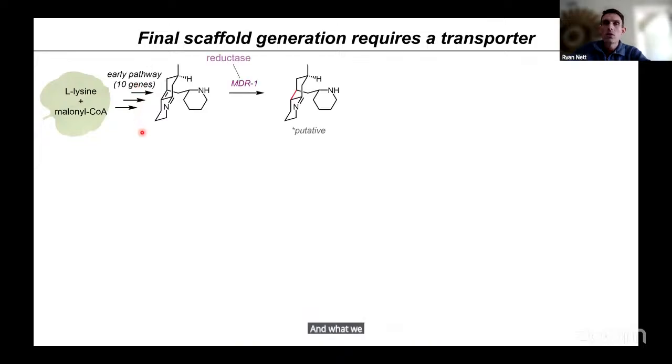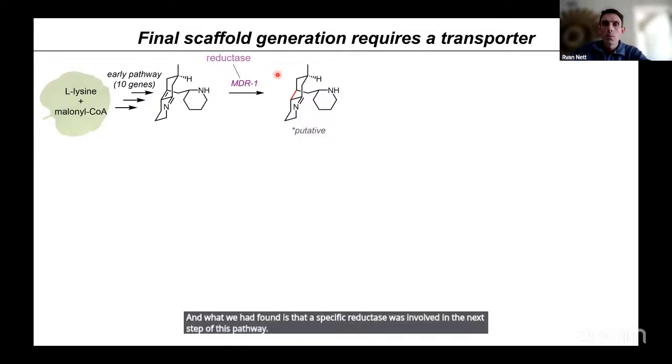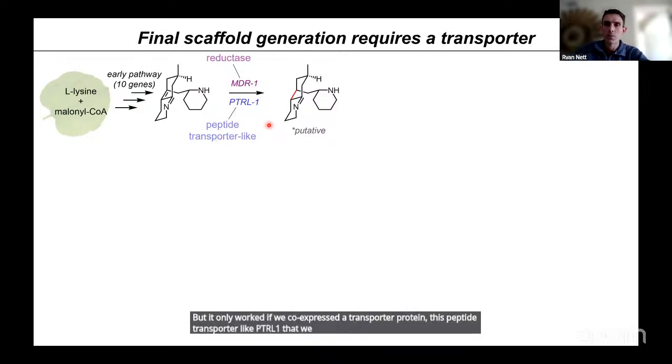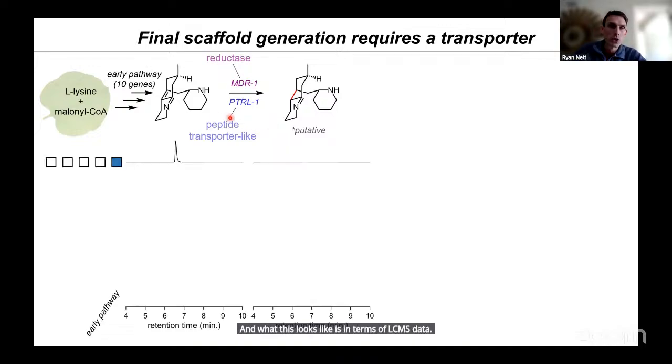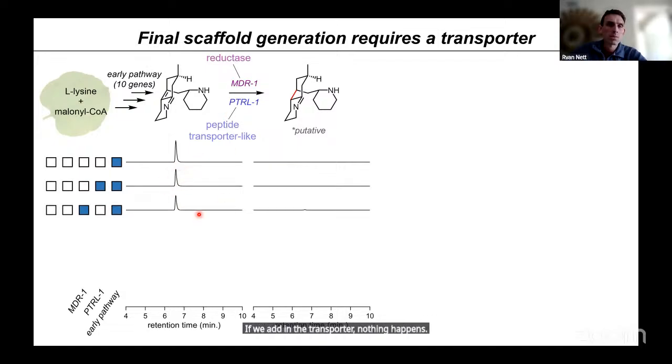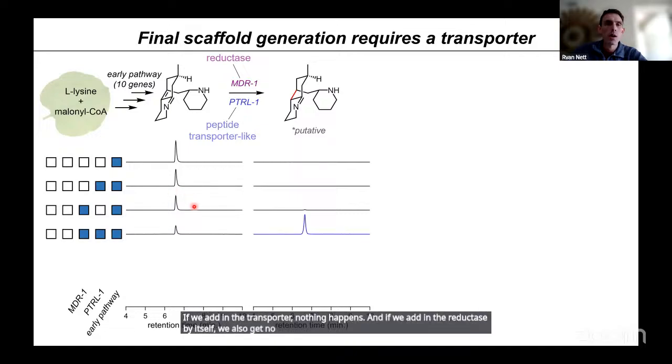And what we had found is that a specific reductase was involved in the next step of this pathway, but it only worked if we co-expressed a transporter protein, this peptide transporter-like PTRL1 that we identified through co-expression analysis. And what this looks like in terms of LCMS data is that we can produce this tricyclic scaffold with our early pathway genes. If we add in the transporter, nothing happens. And if we add in the reductase by itself, we also get no activity. It's only upon the co-expression of the transporter with the reductase that we get depletion of our tricyclic scaffold and the production of this new molecule.